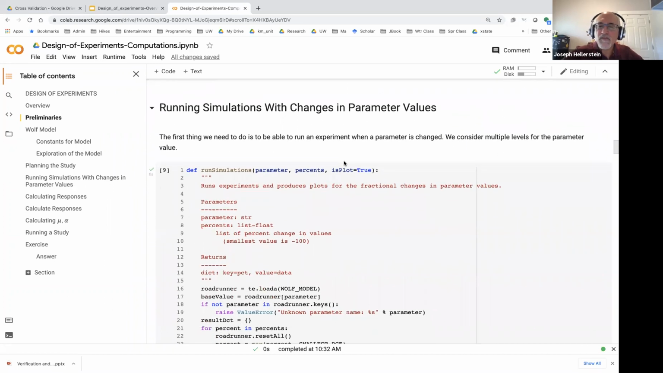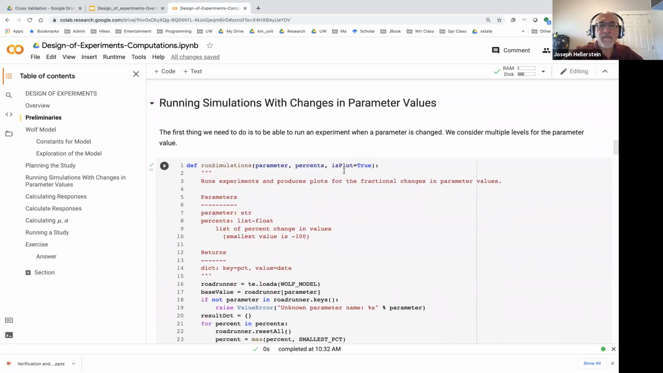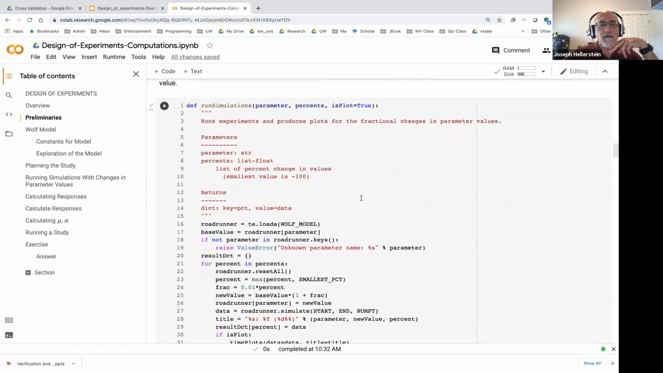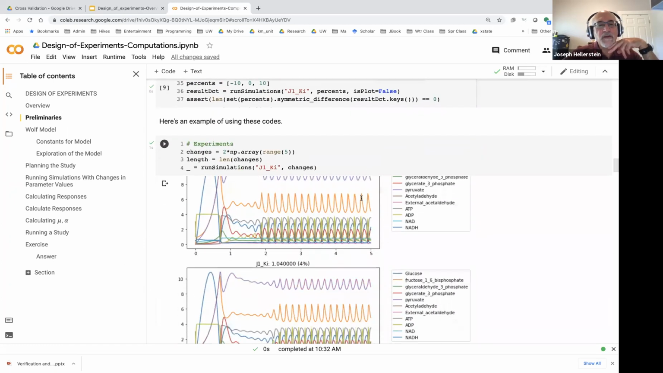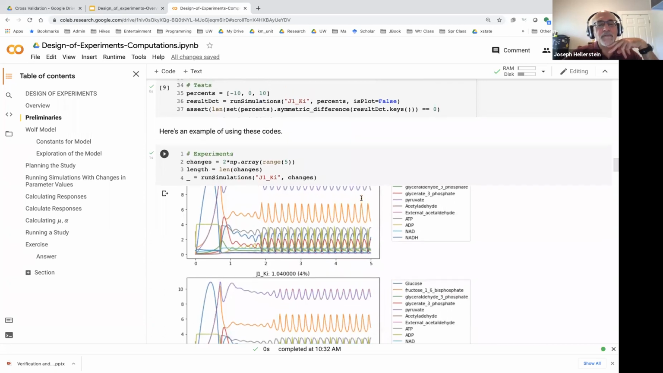I said one of the things you need to do computationally is have the capability to run a simulation so that you can change parameter values. So here's some code. I'm not going to go into much detail other than describing how it's called, what's called the signature, what you have to provide and what it gives you back. You name a parameter like J1_K1. You tell it a set of percents you'd like to change. And then there's whether or not you get a plot when you come out of it. This works for the Wolf model. And here's an example of using it.